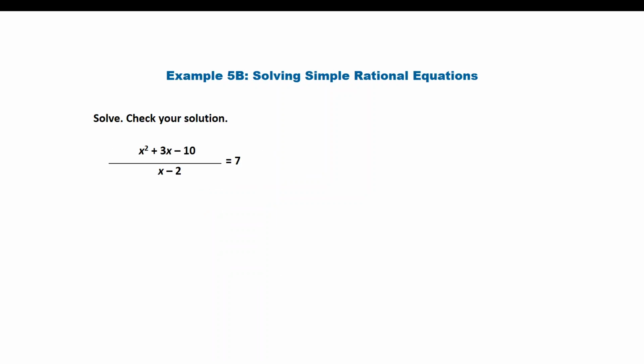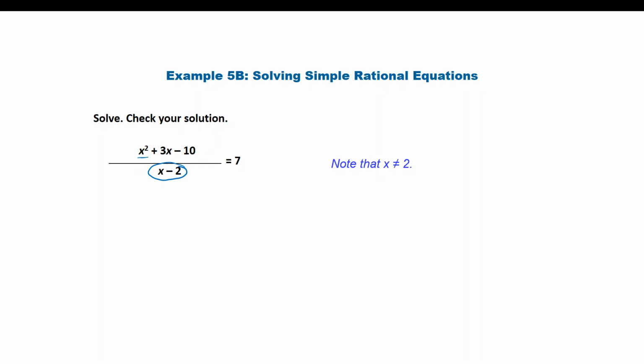Okay, so here's another example that we're going to try. The first thing we want to do is take a note of what our solution cannot be. It will be undefined when x equals positive 2, because 2 minus 2 is 0. We can't have a 0 in our denominator, so let's keep that in mind.